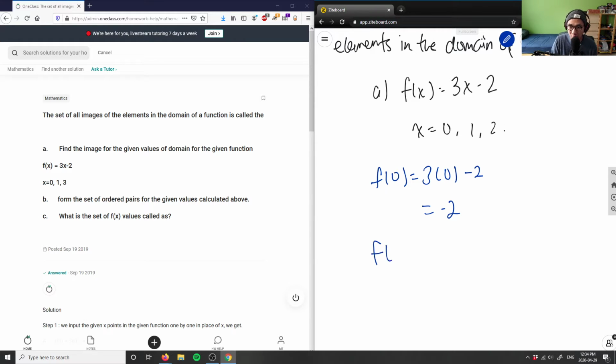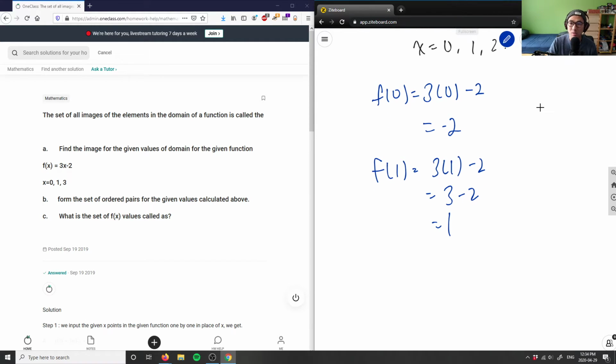I can plug in f of 1, and I would get 3 times 1 minus 2, which would give me 3 minus 2, which would give me 1. And finally, I could plug in 2. f at 2 would be 3 times 2 minus 2, which would give me 4 here, right? So again, this here would be my y values for this case.